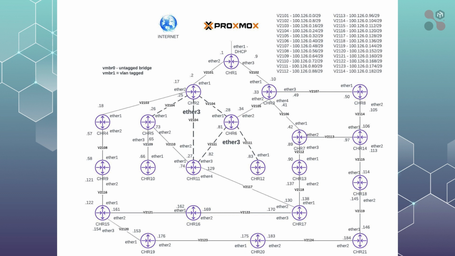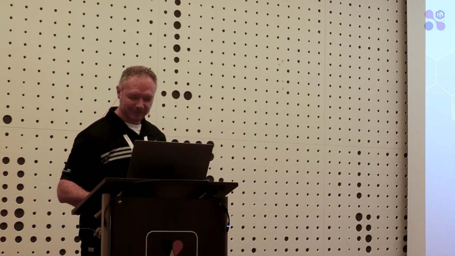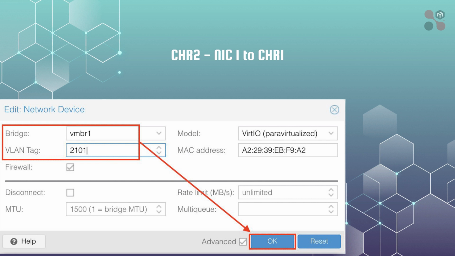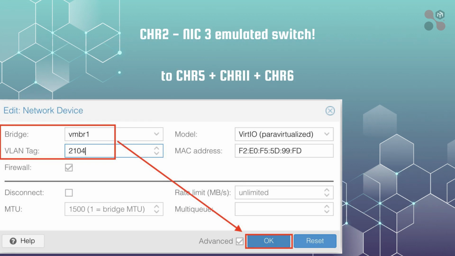So this is my subnetting plan. Again, this will be posted on the blog post. Then CHR2 connects to CHR1, CHR2 connects to CHR4, and CHR2 connects to 5, 11, and 6.